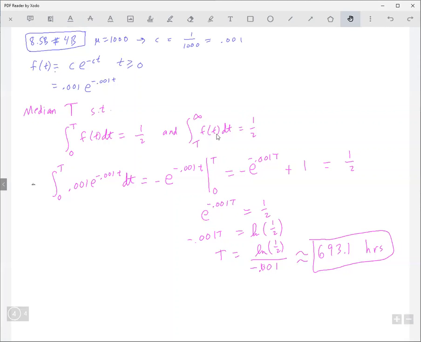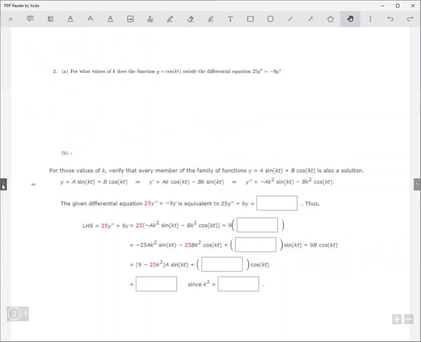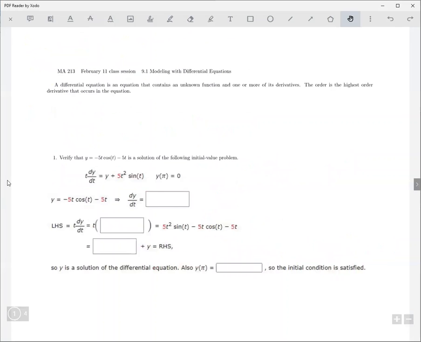Okay, any other questions before we get into 9.1? Okay, so let's get into 9.1. Let me bring it up here. So 9.1 is about modeling with differential equations. And differential equations describe a lot of physical phenomena. The applications are immense. Okay, so a differential equation is an equation that contains an unknown function and one or more of its derivatives.